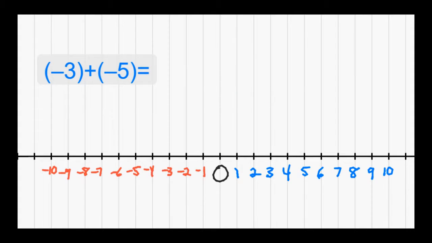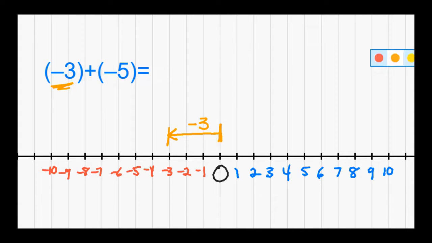So now using a number line, let's model this problem: negative 3 plus a negative 5. First, we start at 0 on our number line, and we model negative 3 first. For negative 3, we go to the left 3. So let's do that: 1, 2, 3. We label it. Make sure you draw your arrow just like it is in the video.